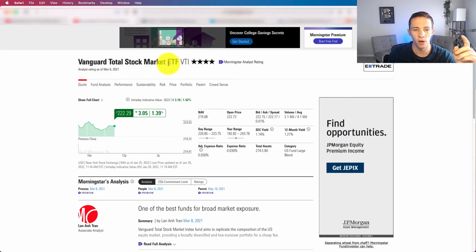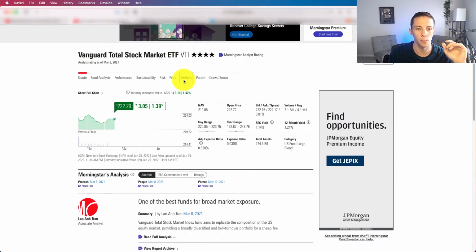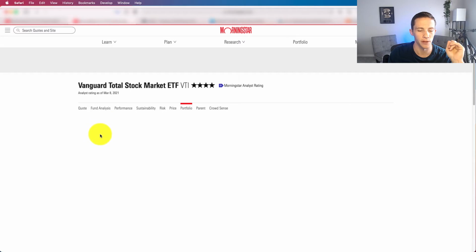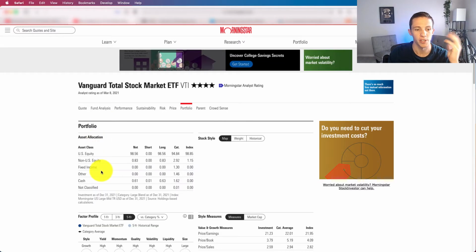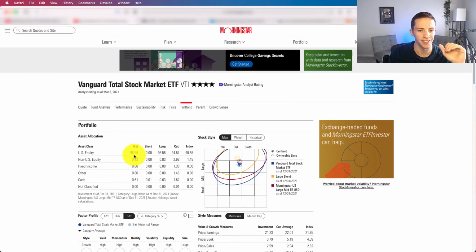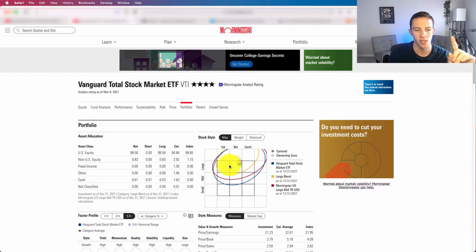Vanguard's Total Stock Market ETF, VTI, if we click on portfolio and look at the asset allocation on that one, I'm expecting it to show about 100% in US equity, and it does. Now, if we look at the stock style chart on this, we can see a large blend ETF, which would be like basically the S&P 500, doesn't get much exposure to mid cap and basically no exposure to small cap, whereas Vanguard's Total Stock Market ETF does.